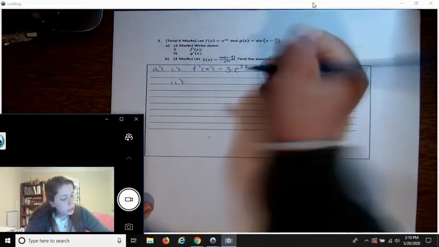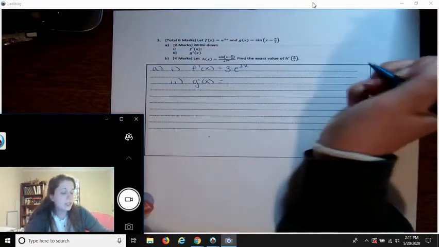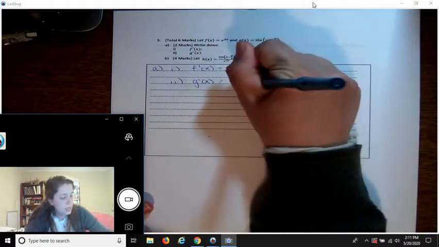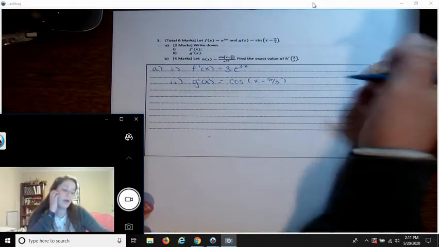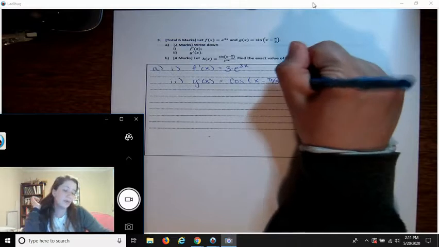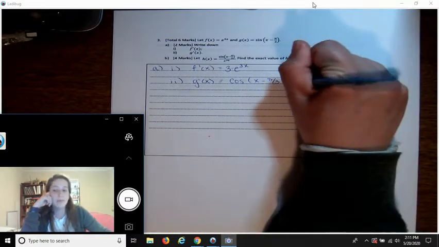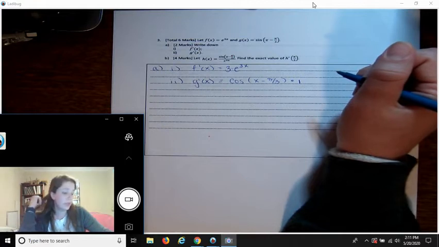Now for part 2, g prime of x. The derivative of sine x is cosine x, and we keep the inside the same. Then we multiply by the derivative of the inside, but here the derivative of the inside is just 1, because the derivative of negative pi over 3 is 0 and the derivative of x is just 1. So this should be our final answer for g prime of x.